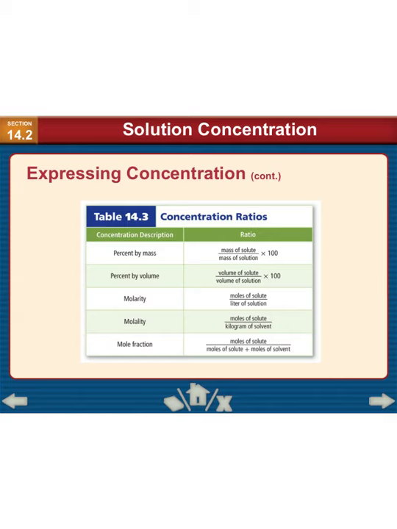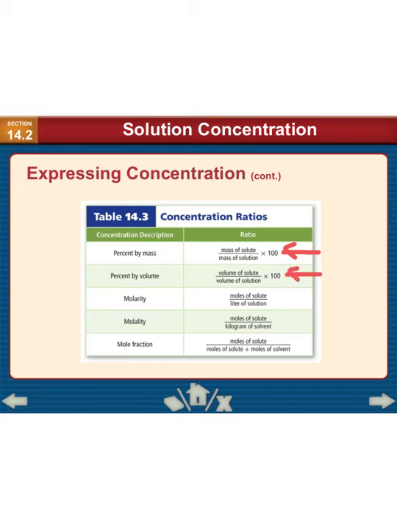In chemistry, we have a number of ways of describing concentration. One is the idea of percent by mass. We've looked a little bit at something like this already. It would be the mass of the solute, well, the solute is the stuff you're dissolving, divided by the mass of the solution. That would be the solvent plus the solute.